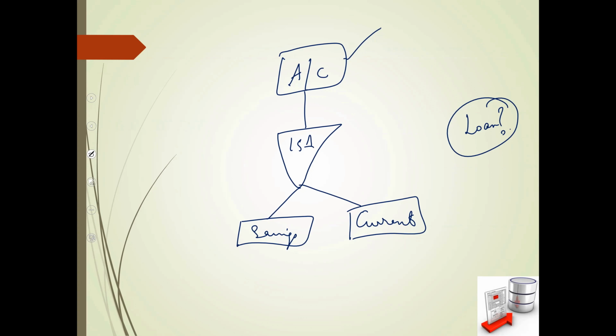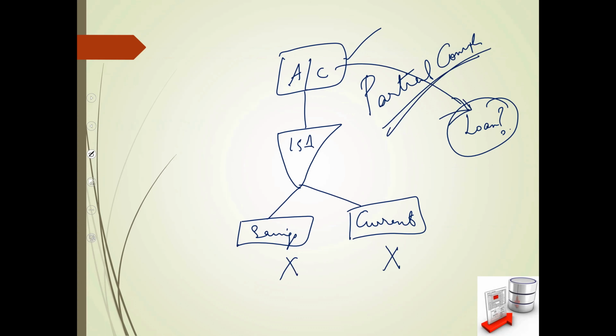So, I will say this is a partial completeness, because I can have very well a loan account, but the loan account doesn't fit into the savings category. It even doesn't fit into the current category, but very well it is an account. So I will say it is a partial completeness of generalization, specialization.